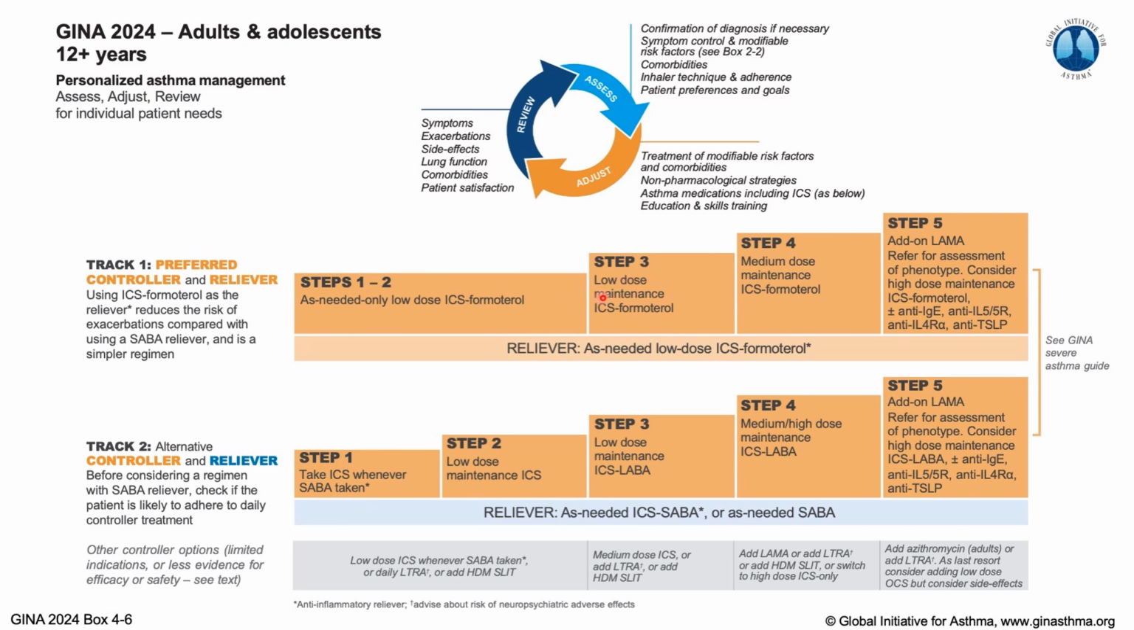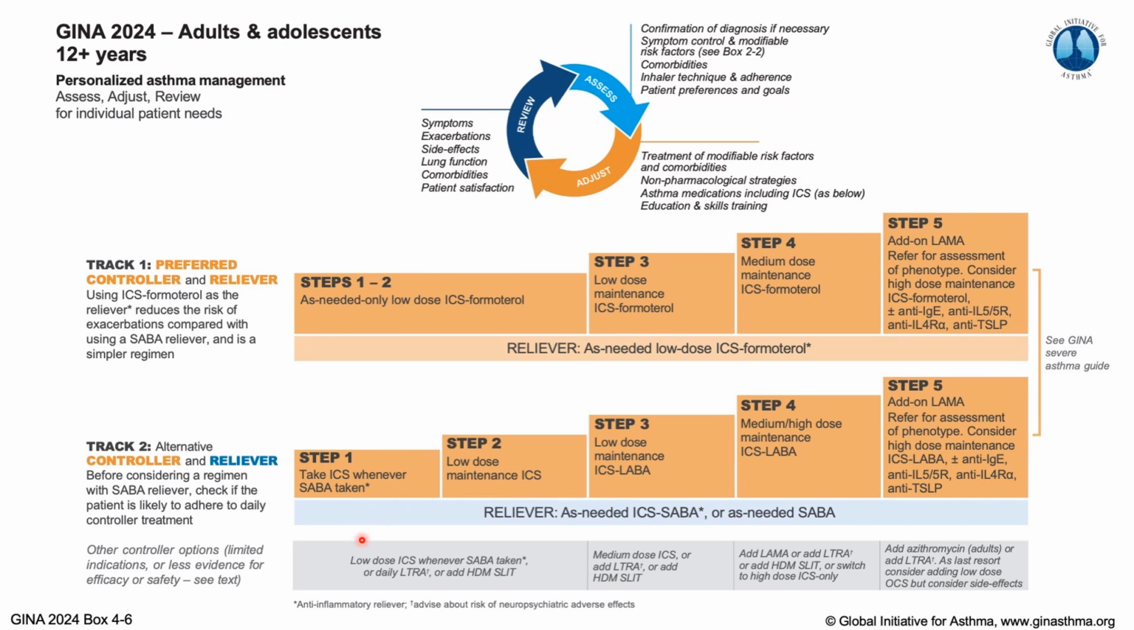Step 3, you use low dose maintenance ICS-formoterol, almost daily. And then step 4, use medium dose ICS-formoterol. And then step 5, you add on LAMA, that is a long-acting muscarinic antagonist, and you refer for assessment of the phenotype. Also consider high dose maintenance ICS-formoterol, among other factors. So if it is a specific phenotype, you can also give immunomodulators, among others.